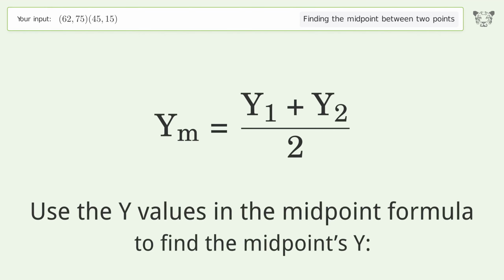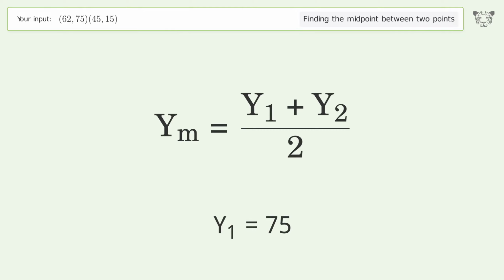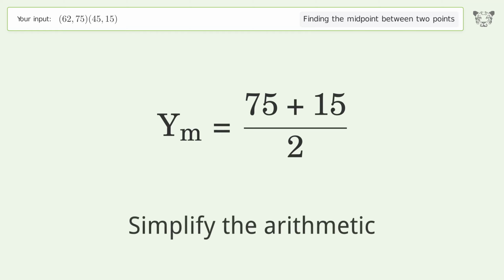Use the y values in the midpoint formula to find the midpoint's y. y1 equals 75. y2 equals 15. Simplify the arithmetic.